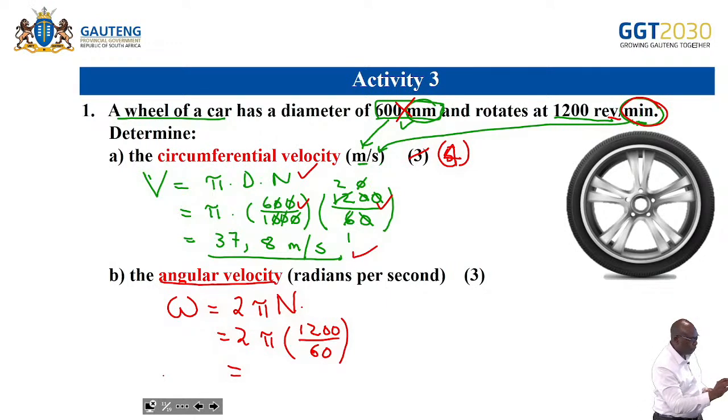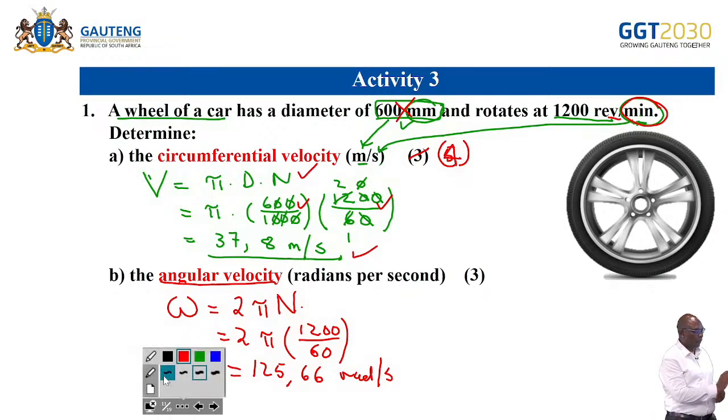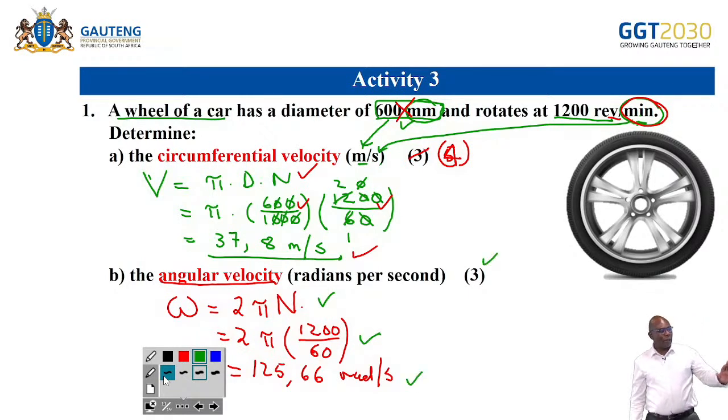The answer that we get there will be 125.66 radians per second. The mark allocation for that will be 1 mark for that, 1 mark for this, and 1 mark for that, so the 3 marks will be fine. Because we already gave you a mark for changing that one, we won't give you another mark there. But this one is for the substitution.